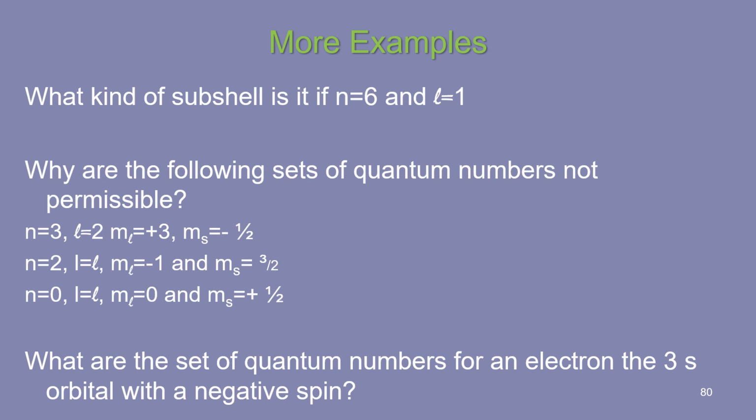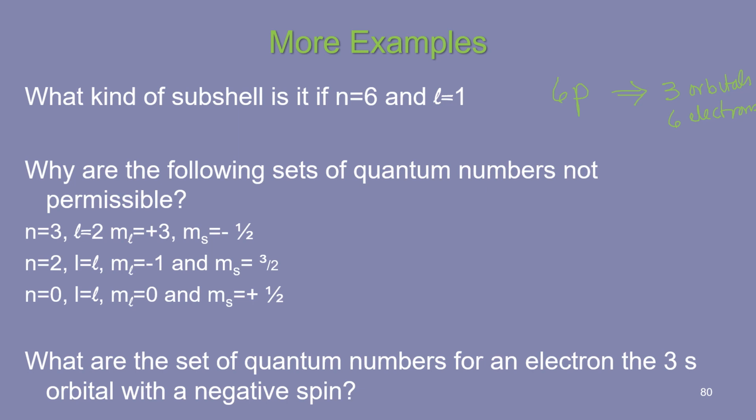All right, just a few more examples. What kind of subshell do I have if n equals 6 and l equals 1? n equals 6, so it's on the 6th shell. l equals 1 means a p, so it's a 6p. It doesn't matter that it's on the 6th shell. All that matters is that it is a p subshell. How many orbitals do I have? I have 3 orbitals, so a total of 6 electrons. No matter where that p is, like I said, if it's p Street, it has 3 houses and can hold 6 people. So if you want to think like that.